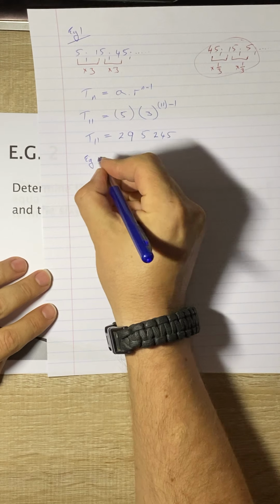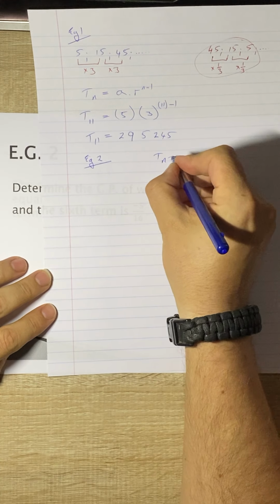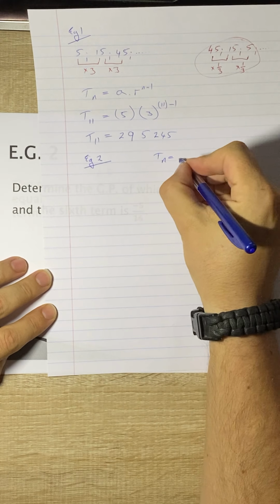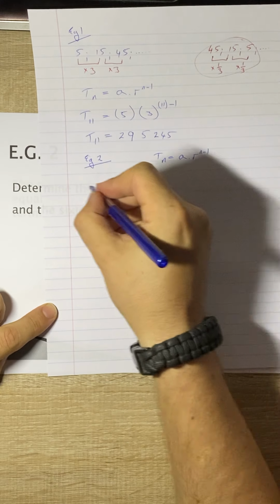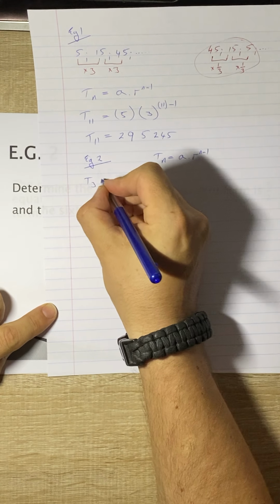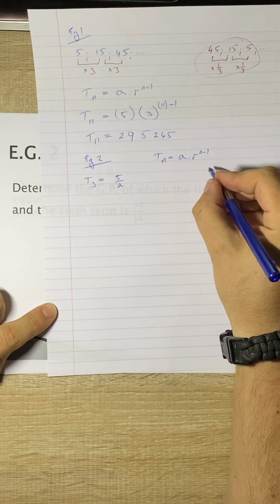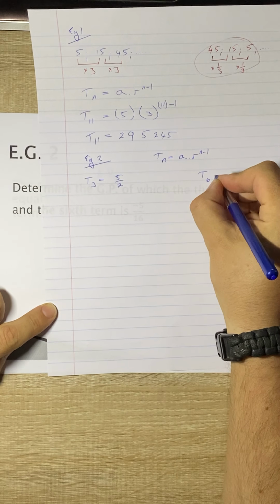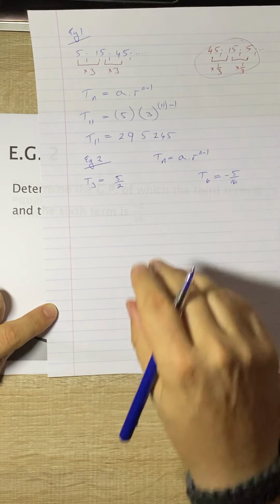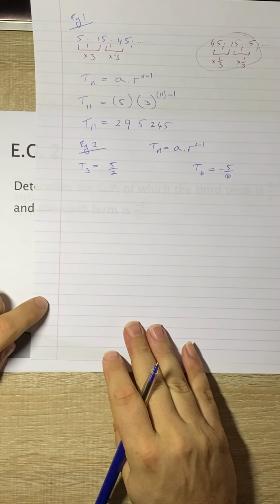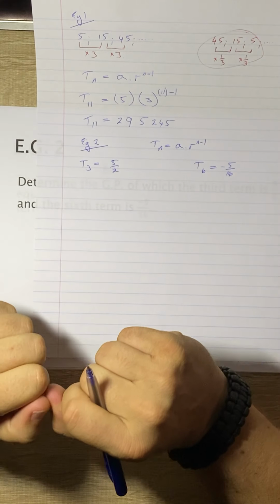So example 2. Just want to write down our general formula. Tn is equal to a times r to the n minus 1. All right, so they told us that our third term is equal to 5 over 2 and our sixth term is equal to minus 5 over 16. Now this is very similar to what we did with the arithmetic ones, where you get your two equations and then you can solve for it, okay?